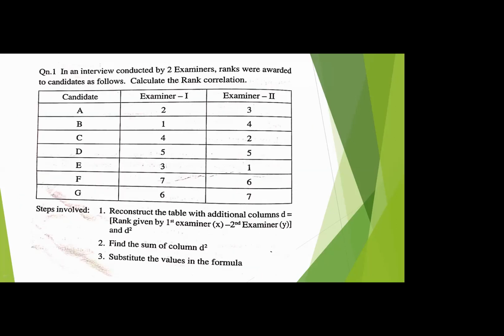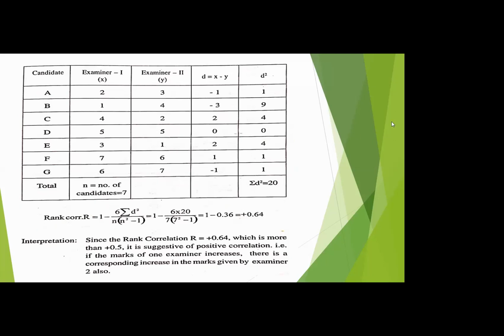And how do we analyze the data? First we need to take the difference between the responses of the two examiners for all the candidates. For the first candidate, 2 minus 3: the first examiner gave rank 2 and the next examiner gave rank 3, so 2 minus 3 is minus 1. Here 1 minus 4 is minus 3. This is the way we find D, and we obtain the value D square. Applying these terms into the formula, we got the correlation value as plus 0.64.